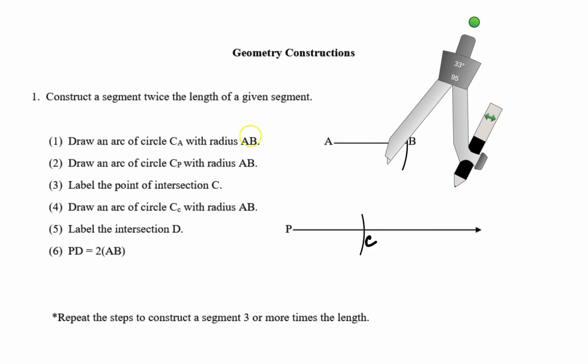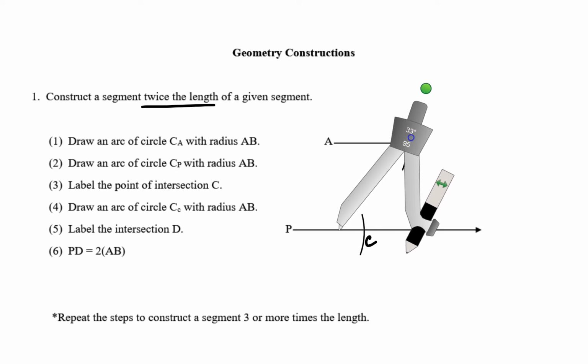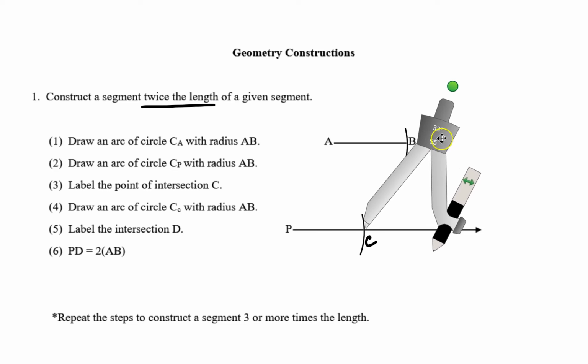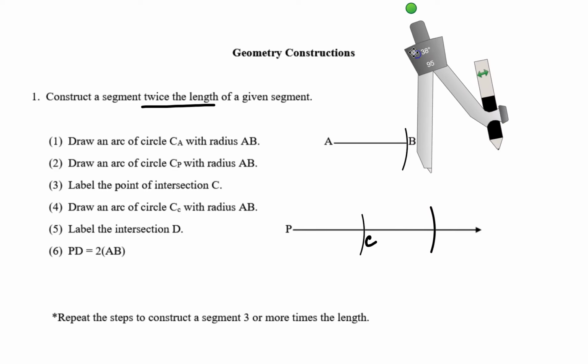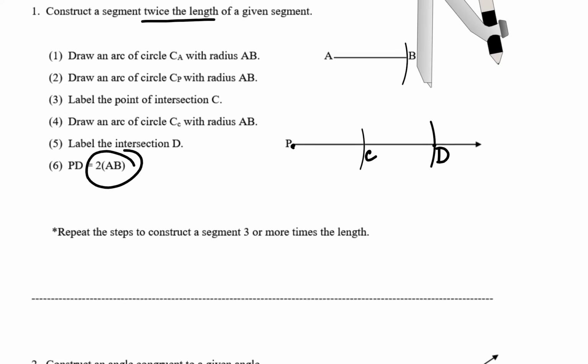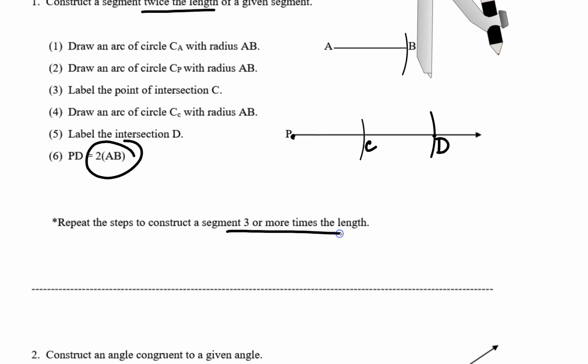But I want to construct something so that it's twice the length. So if I grab my compass again, I'm going to put the compass where I left off, in there, make another arc. So now this endpoint, or this segment, this little endpoint right here, I'll call D. So PD is equal to twice AB. And that's copying a segment. So if you want to do this, say, and make it 3 times or more the length, all you have to do is just repeat this process multiple times.